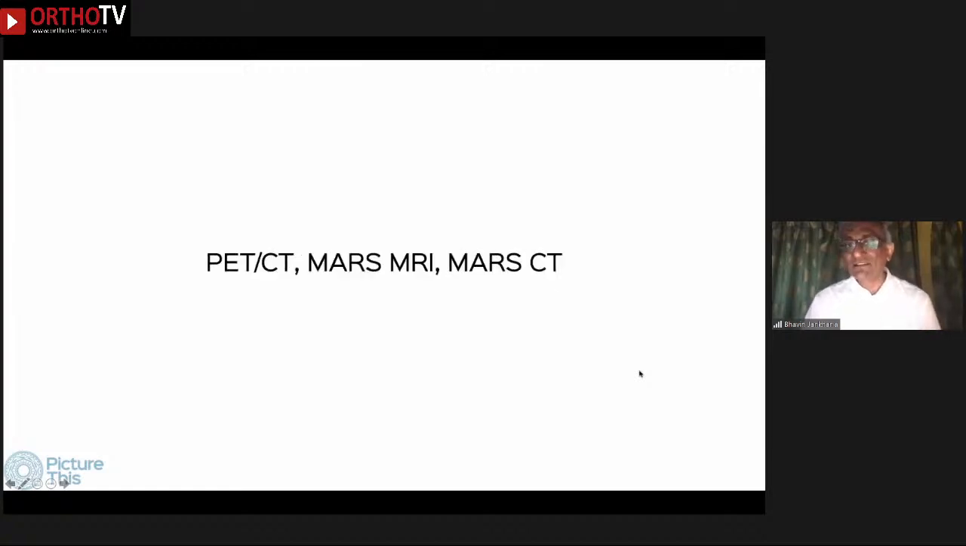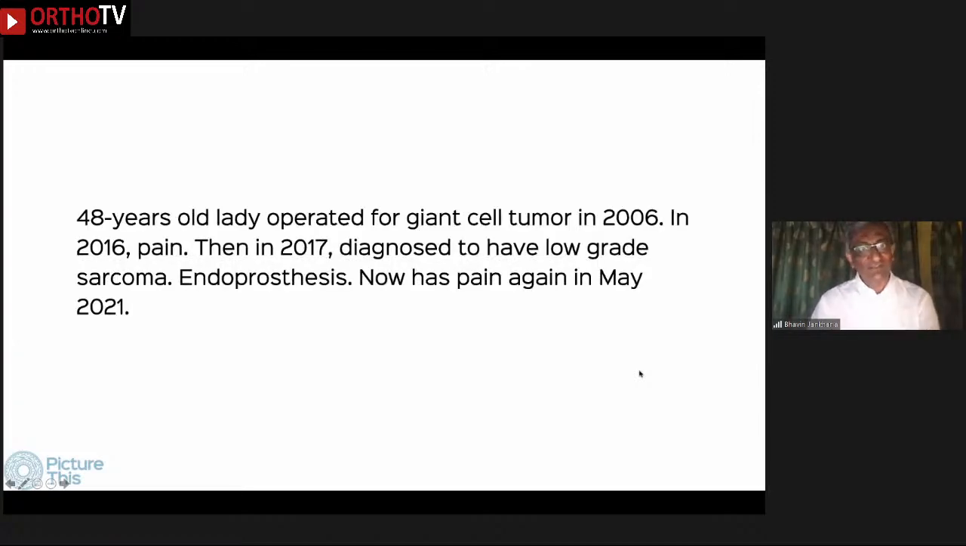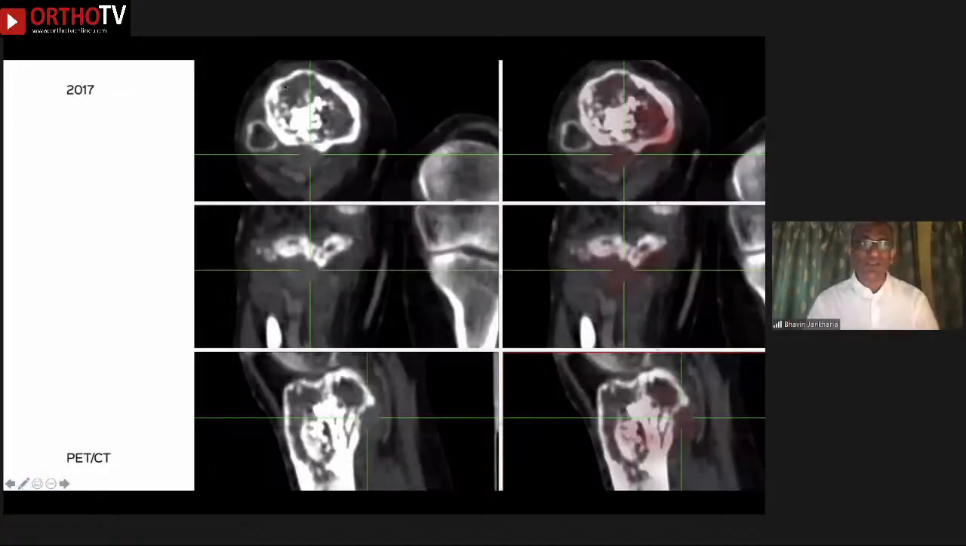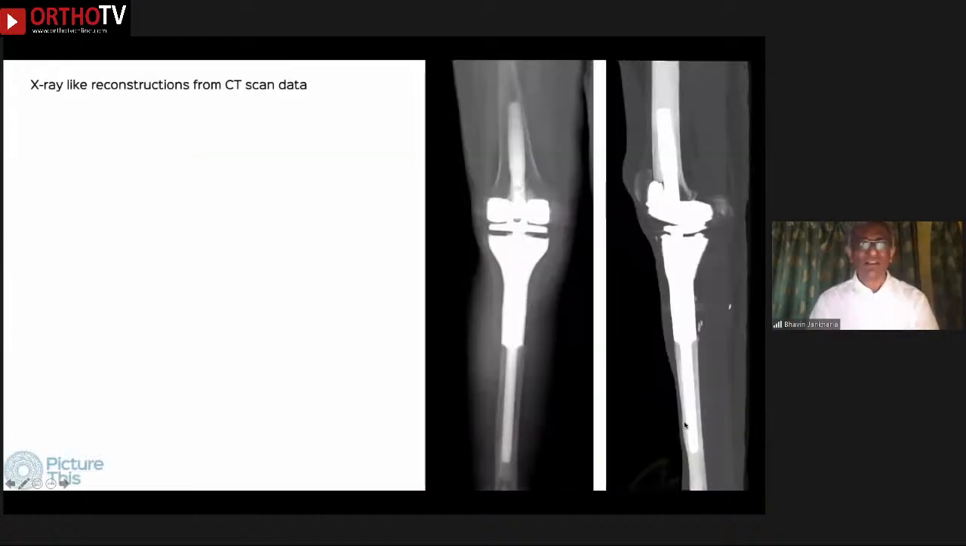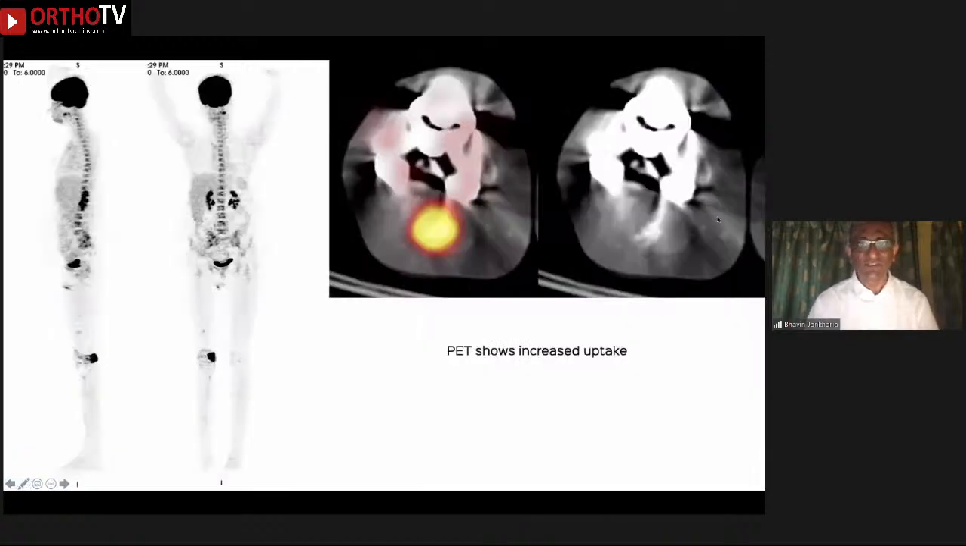To remember that metal doesn't affect the FDG component. So here's the last case, a 48-year-old lady operated for giant cell tumor in 2006, eventually developed a sarcoma, now has pain. So in 2017, when we did the PET, we found this nodule here, which I biopsied, and it turned out to be sarcoma. She was treated as osteosarcoma and now has come back with this bone-forming lesion posteriorly. And you can see on the PET that it has high uptake, and the metal doesn't affect the activity of the PET. That you will see anyway.